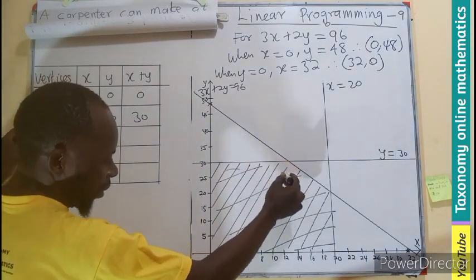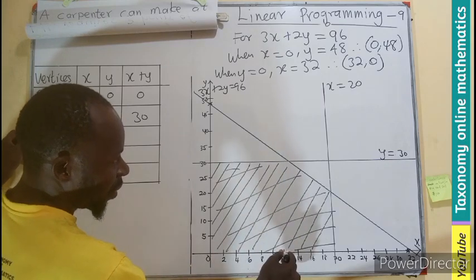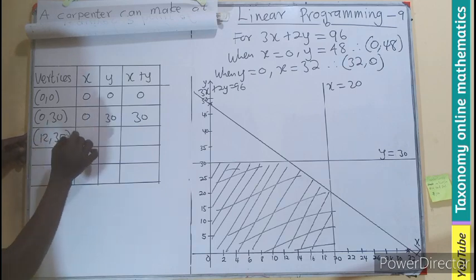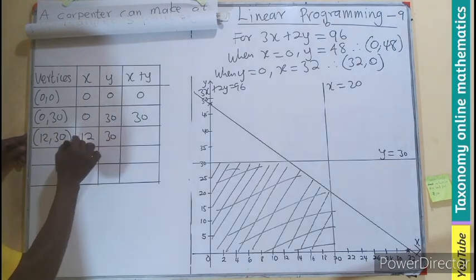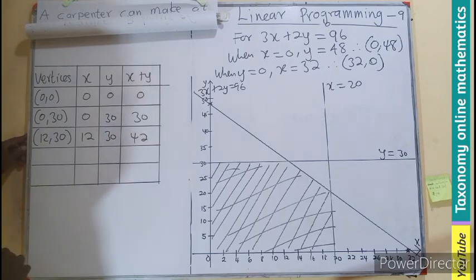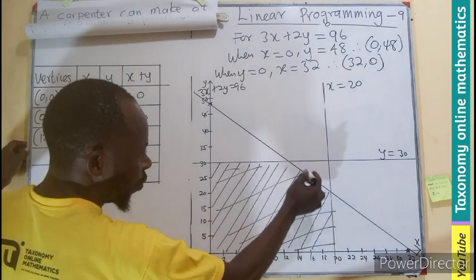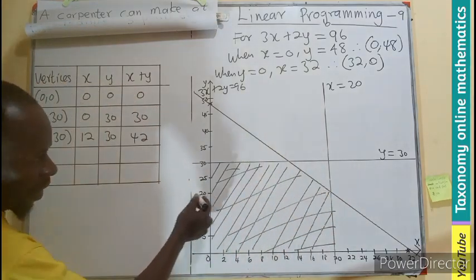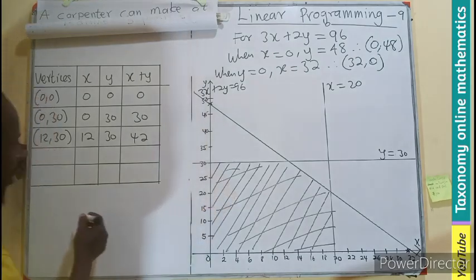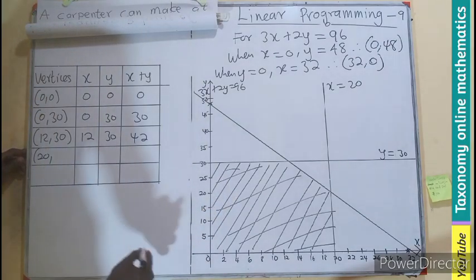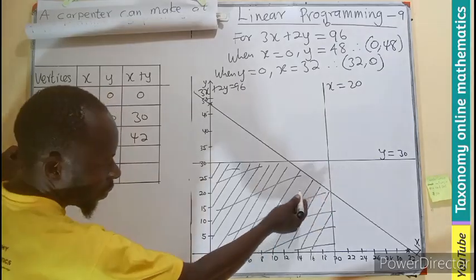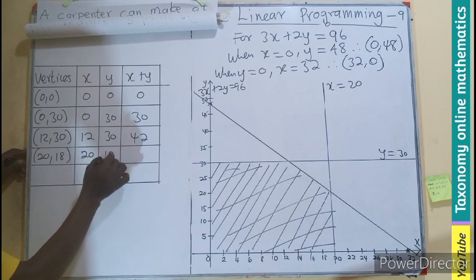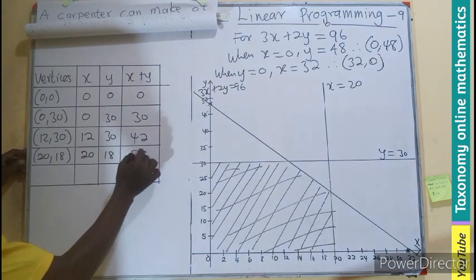Let's come up a bit. So we are going to have on the x-axis 12, on the y-axis 30. So 12, 30. That will give us 42, right? We are moving down to this place. Here we can see 20 on the x-axis. Somewhere, I think it's below this. So we can have 20, then we have 18. And if we have 20, 18, that will give us 38.